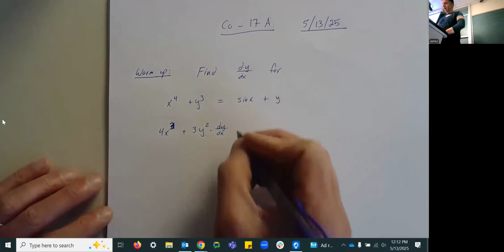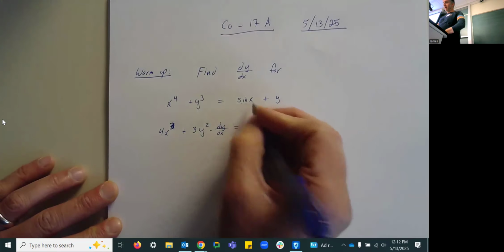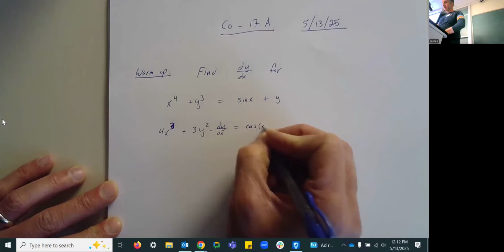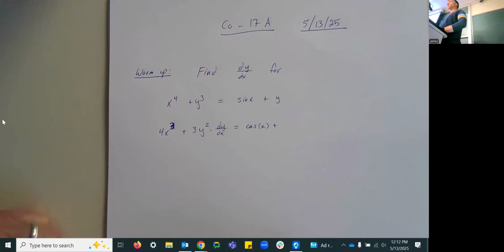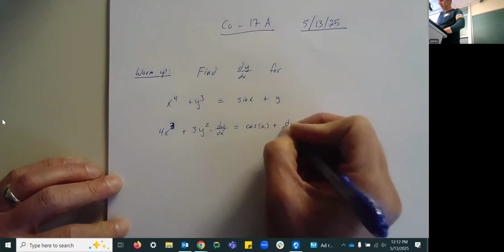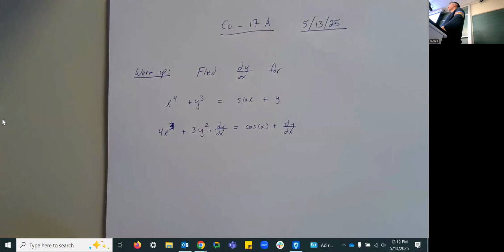And then on the other side, the derivative of sine of x is cosine of x, and the derivative of y is the derivative of y, dy dx. Or you can think of it as 1 times dy dx if you want to do it that way. It's also perfectly fine to write y prime instead of dy dx, which is usually what I actually prefer to write because it's less writing, but either way is fine.